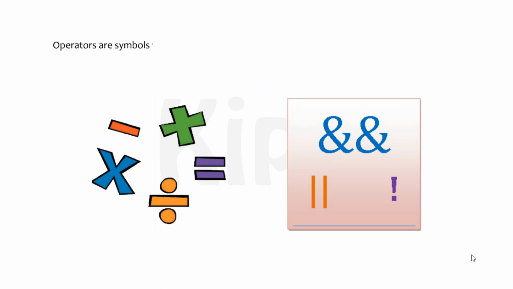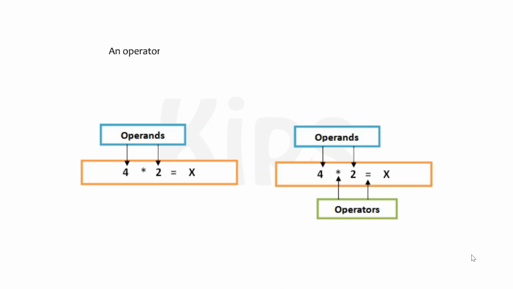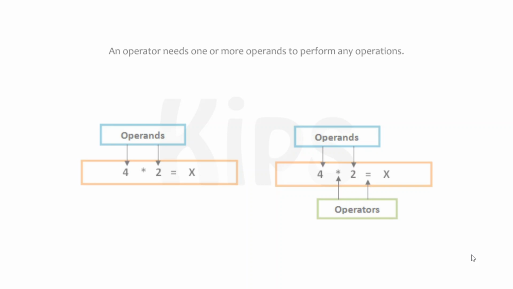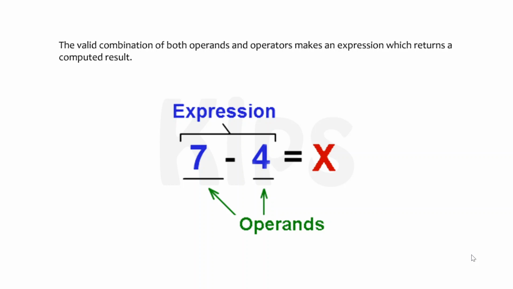Operators are symbols that perform arithmetic and logical operations on operands and provide a meaningful result. An operator needs one or more operands to perform any operations. The valid combination of both operands and operators makes an expression which returns a computed result.